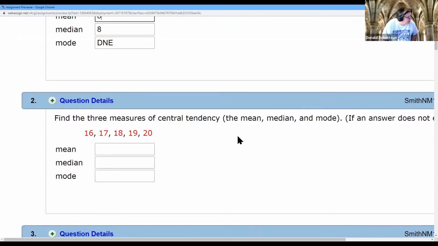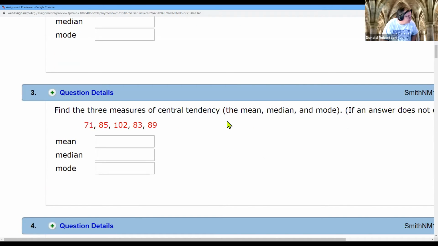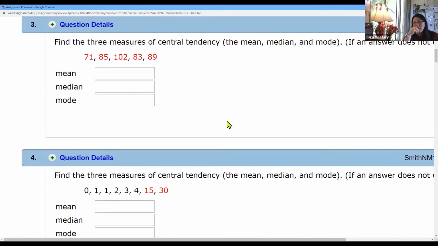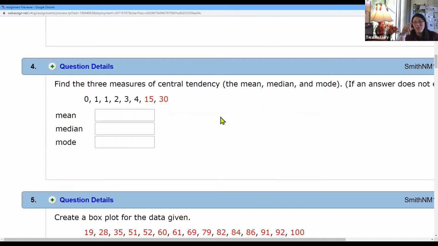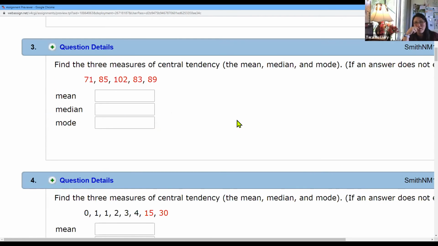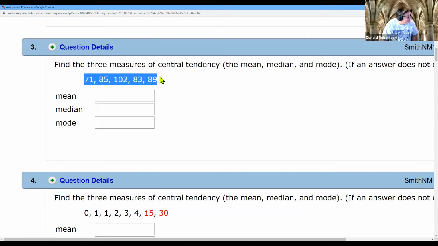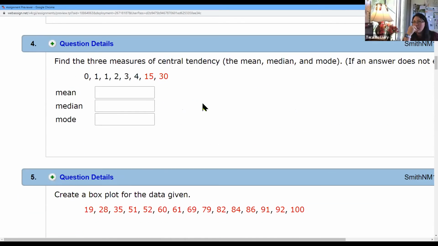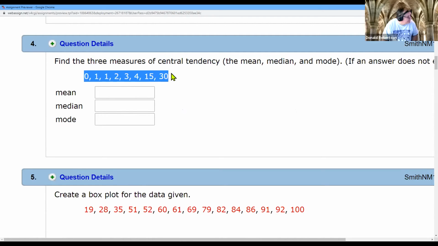A different data set, another data set. Okay, let's do this one. It got confusing trying to do the median on there. This one? Yes. Okay, let's count the data. 1, 2, 3, 4, 5, 6, 7, 8.